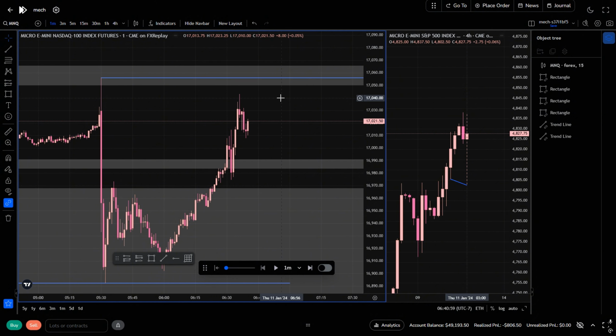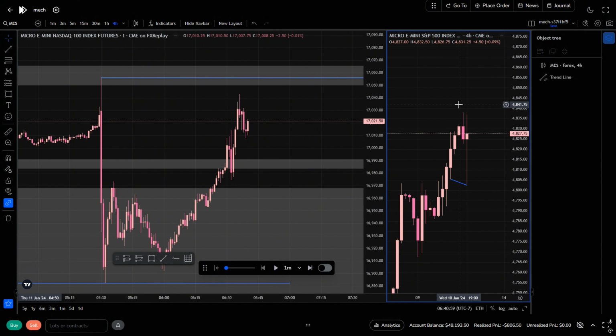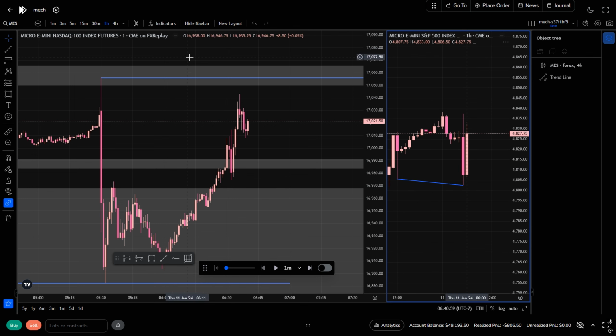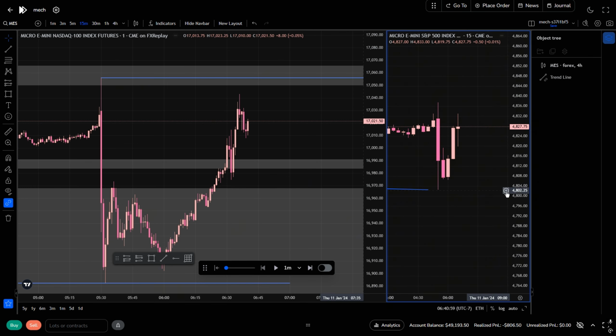So you want to see data high taken out on NQ or an SMT, meaning ES takes it and NQ doesn't. But until at least one of them has taken it, we don't want to take a short.